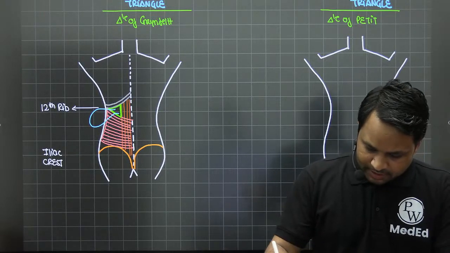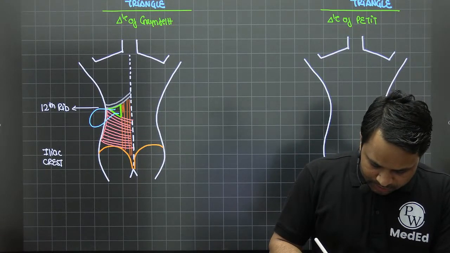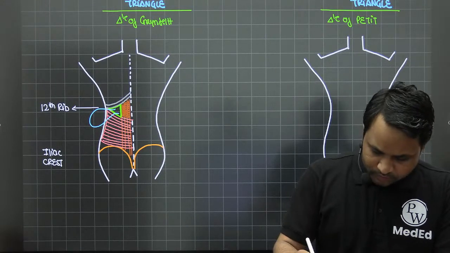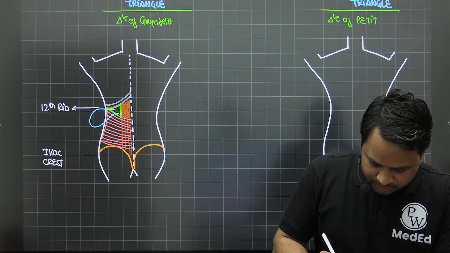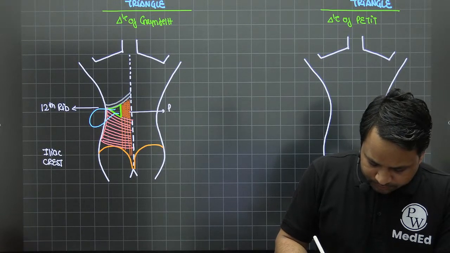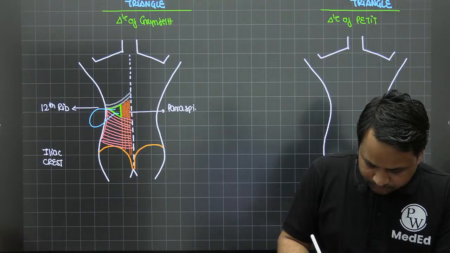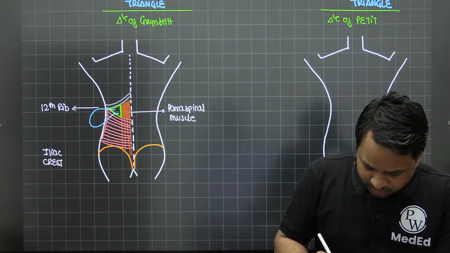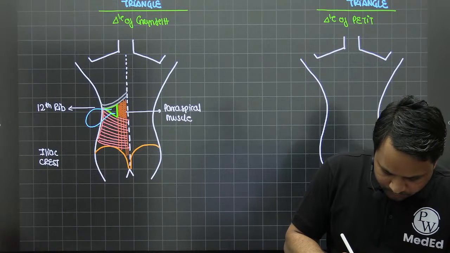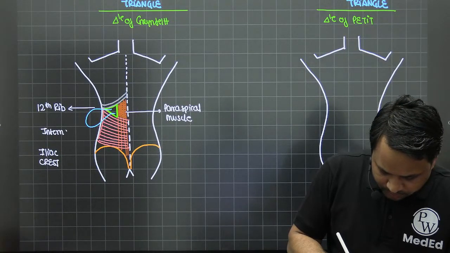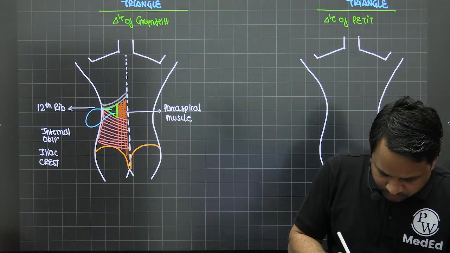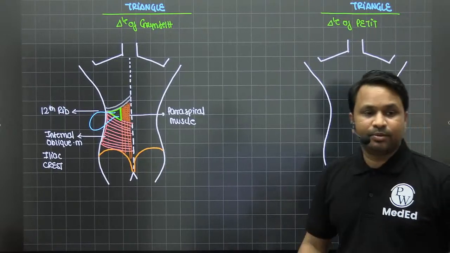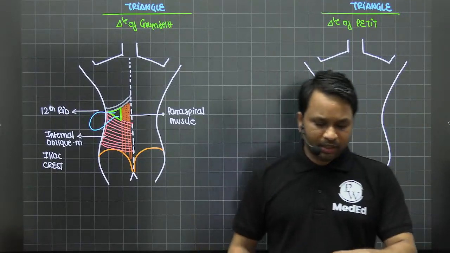For the sake of understanding, let's quickly label. So these are your paraspinal muscles, so you get a grip of it. I'm just going to mark it down. These are your paraspinal muscles, and this is your internal oblique muscle. So between the 12th rib, the paraspinal muscle and the internal oblique, you have your superior lumbar triangle.